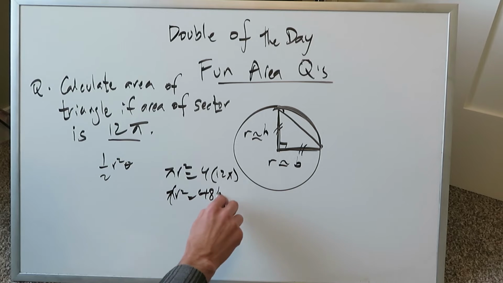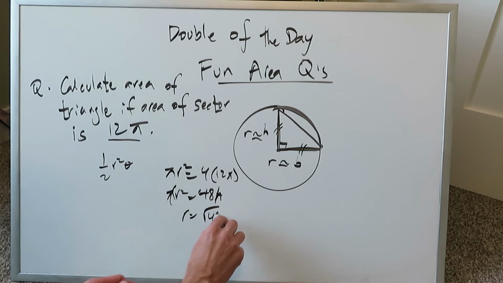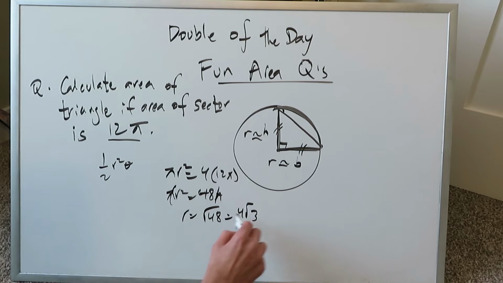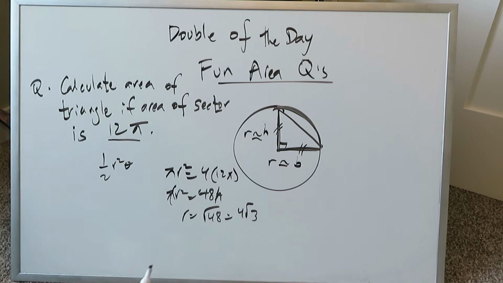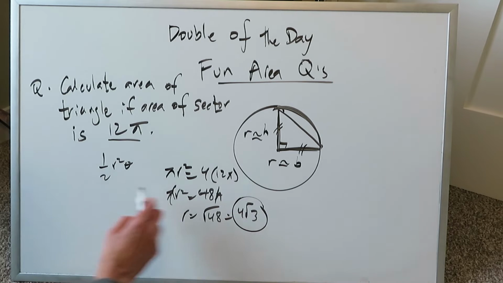And then the radius over here is equal to root 48, which will be 4 root 3, because it's 16 times 3. 16 comes out as a perfect square in terms of 4. 4 times 4 is 16, so 4 root 3. Anyhow, we've gotten our radius, but we can do this another way.